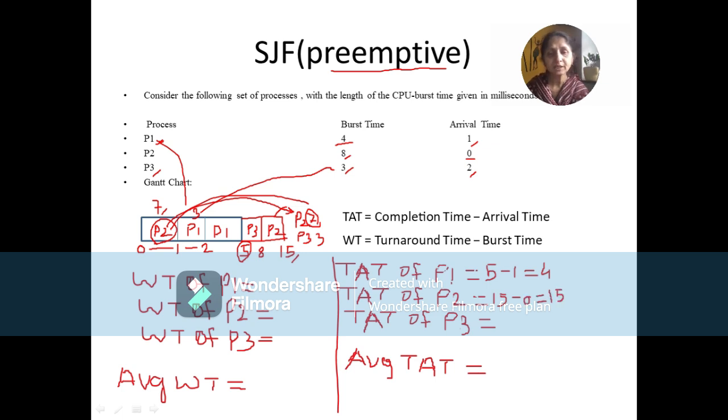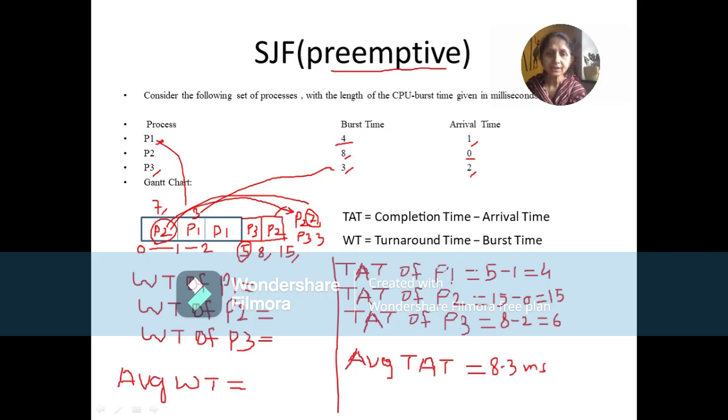And the turnaround time of process P3. So what is the completion time of process P3? The completion time of process P3 is 8. So 8 minus arrival time of process P3, which is 2. So 8 minus 2. Let's calculate the average turnaround time. So if you see, it's 25. 25 divided by 3, 8.3 milliseconds.